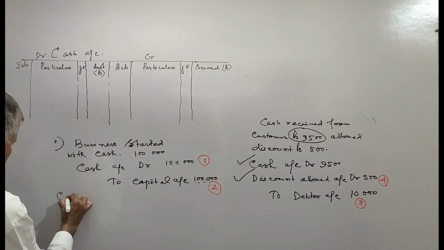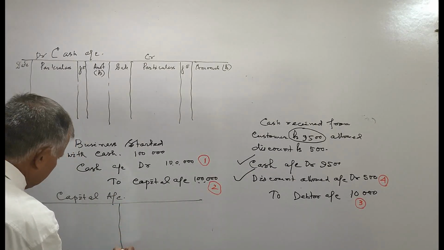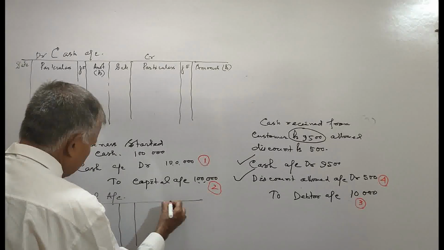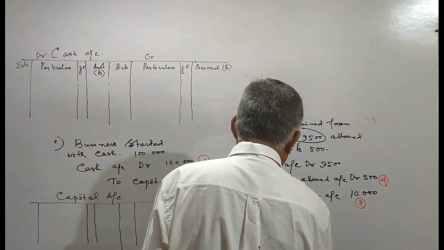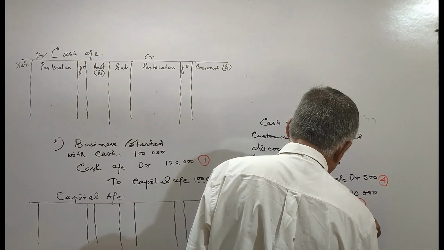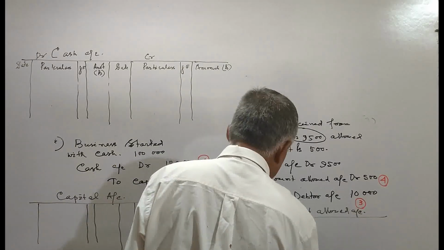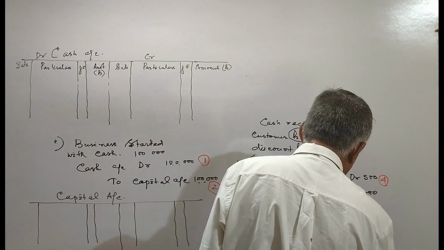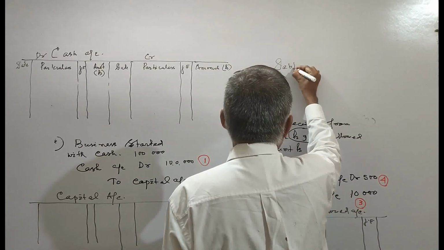Similarly, we can prepare a capital account. Capital account, same fashion. This is date, particulars, journal, amount, date, particulars, journal, amount. We shall prepare also the discount allowed account. Here also same, date, particulars, journal folio, amount, date, particulars, journal folio, amount.